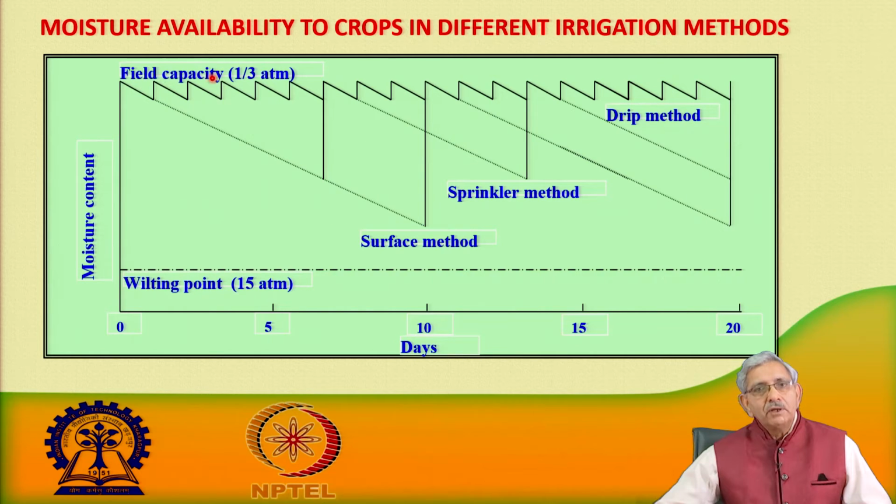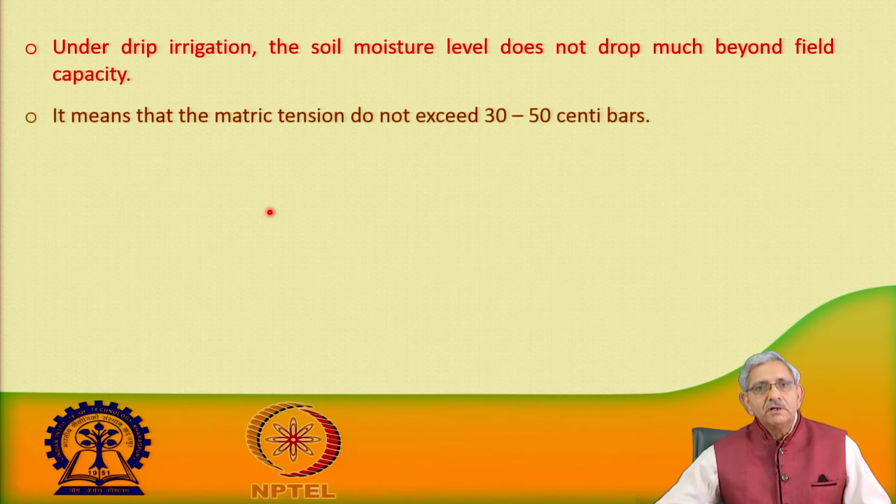But in the case of the drip irrigation system, irrigation is given almost daily, or on alternate days, when we see that the moisture content is near field capacity. So, this is the comparative difference in how the moisture distribution takes place in the three methods of irrigation. Under drip irrigation, the soil moisture level does not drop much beyond field capacity. This is what I was stating in the previous diagram.